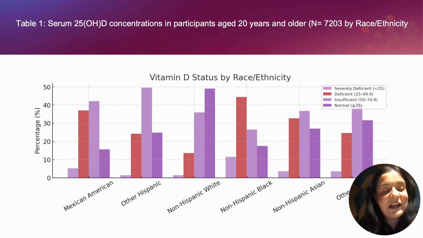Table 1 shows vitamin D concentrations in participants aged 20 years and older by race and ethnicity. Here you can see mean fasting glucose by demographic groups. Levels are very close to the prediabetes threshold and notably higher in older adults, men, and Mexican Americans. This chart shows by race and ethnicity, and if you pay attention to the Mexican Americans right there on the left, you will see how they are more deficient than non-Hispanic whites.